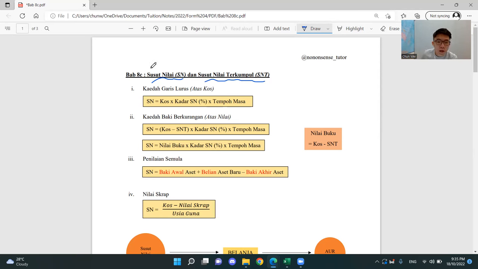Okay, by the way, susut nilai in English, we call it depreciation. And then the susut nilai terkumpul, we call it the accumulated depreciation. Okay, so to calculate the susut nilai, there are 1, 2, 3, 4 ways to calculate. Okay. And normally in a long question, these two are more popular.